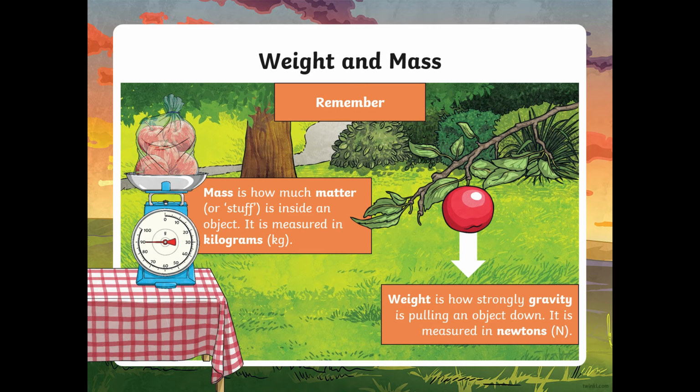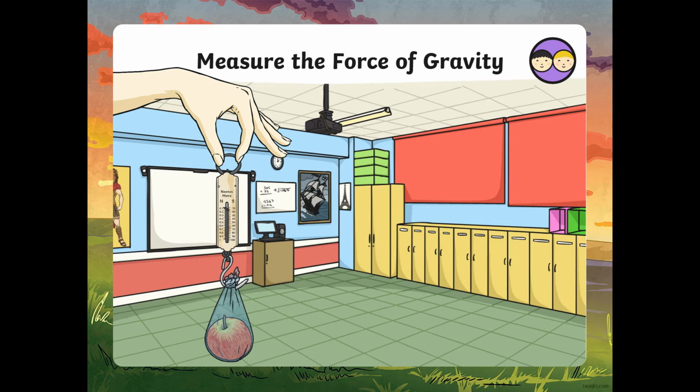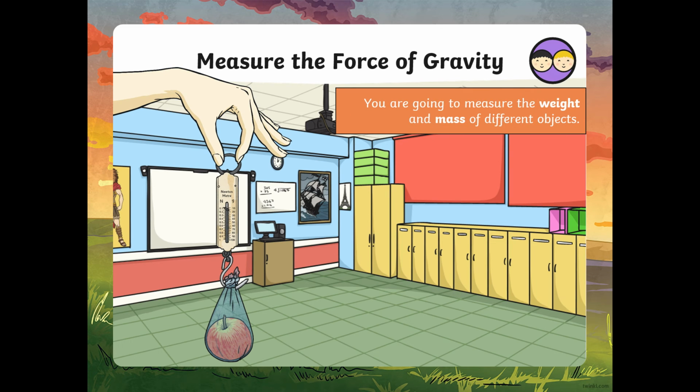So here's what I want you to do, and this is where you're going to need some scales. I would like you to measure, it says here, the weight and the mass of different objects, and normally you'd see this picture of a Newton meter. If we were able to be in class, I'd be able to give you Newton meters and we could try it by putting things in a bag. However, you cannot do that.